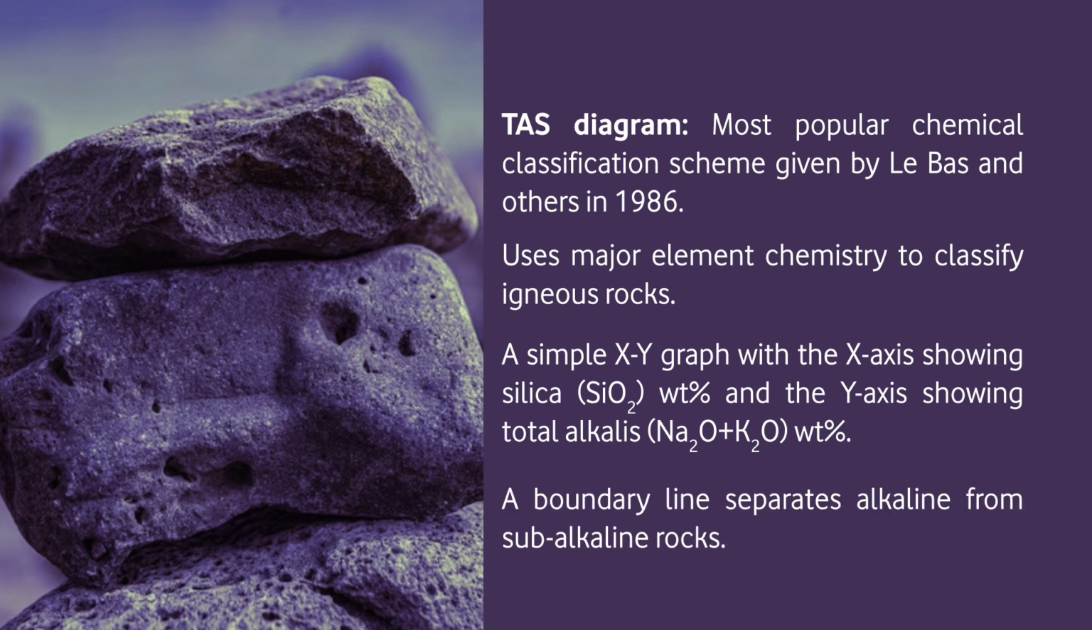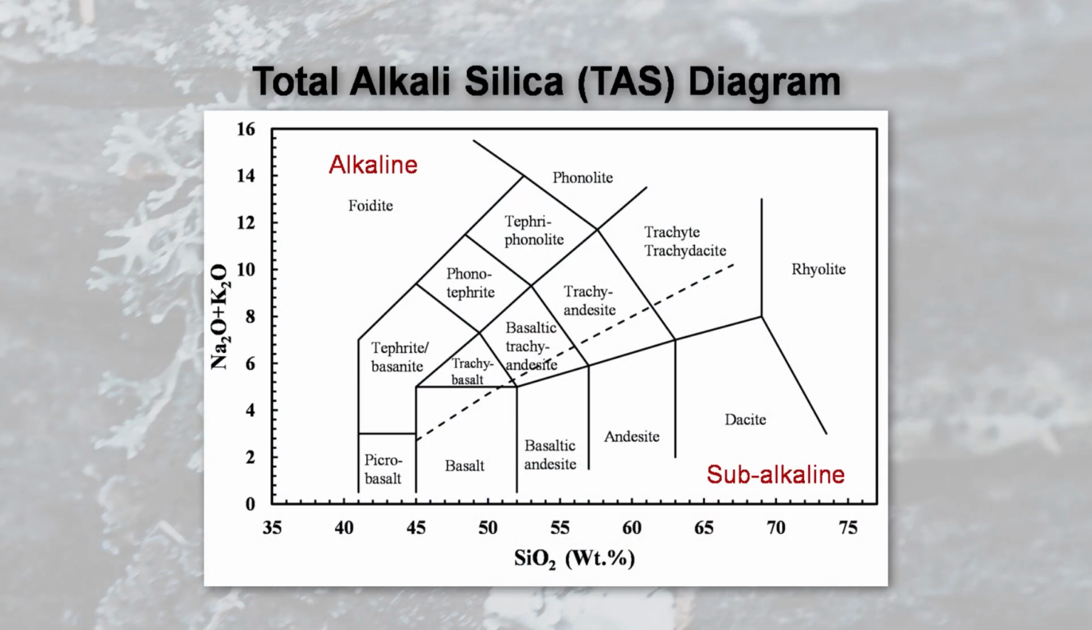And then also we have a boundary line which can separate the alkaline rocks from those of the subalkaline rocks. So here is the diagram of total alkali silica plot where you have the silica percentages varying from 35 to 75 weight percent in the x-axis. Then we have the Na2O plus K2O weight percent varying from 0 to 16 in the y-axis.